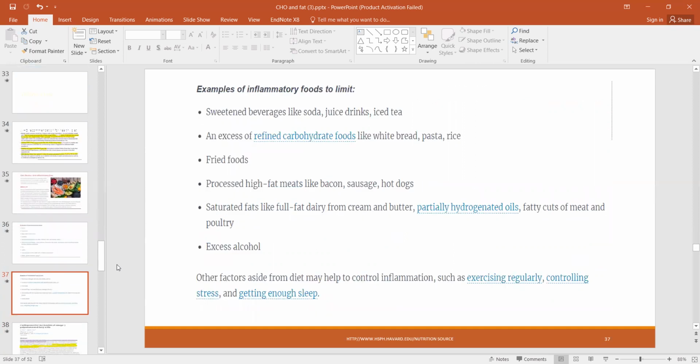Some are inflammatory foods which we can avoid because they have a bad effect on our health, like sweetened beverages, an excess of refined carbohydrate foods, fried foods, processed high fat meats like sausages or hot dogs, saturated fats like full fat dairy from cream and butter, partially hydrogenated oils, and excess alcohol.